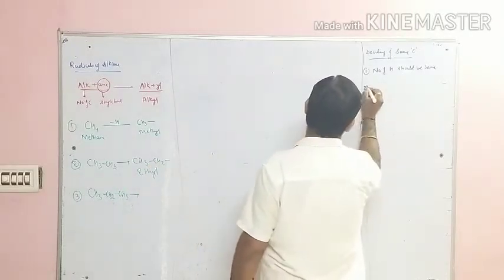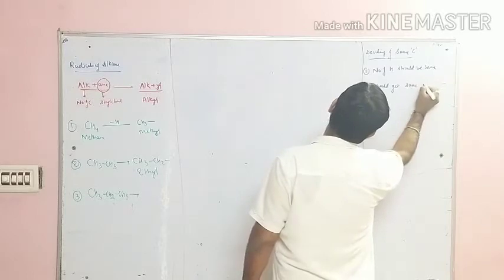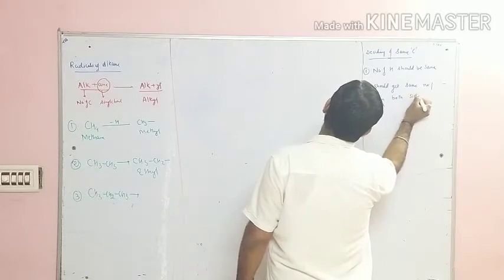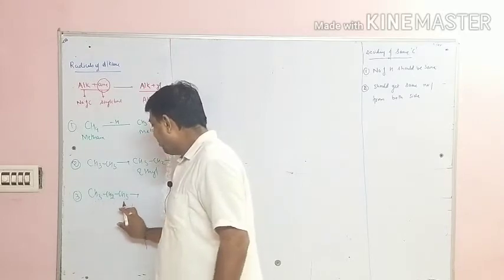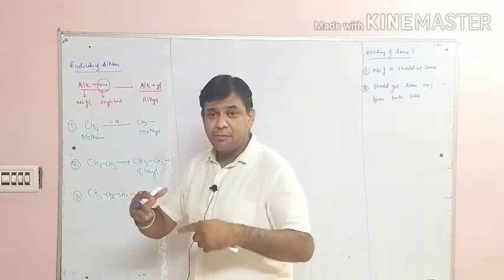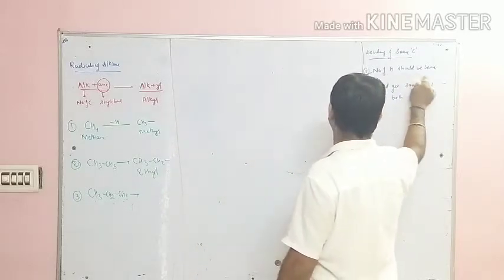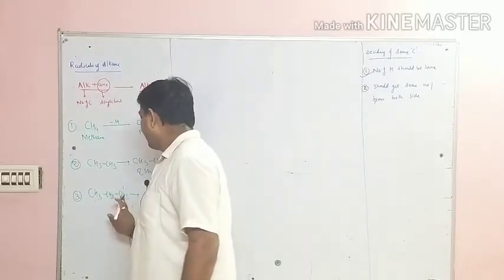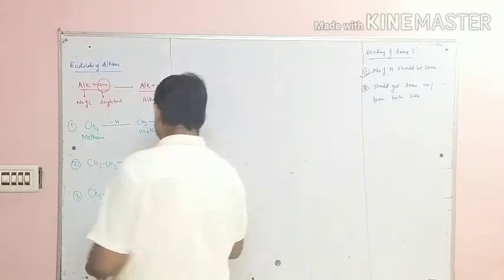Second, they should get the same number from both sides. This carbon and this carbon both have the same number of hydrogens, so the chances of their being the same carbon become brighter. First thing you have to see is that the number of hydrogens should be the same. Second, they should get the same number. If I number here 1, 2 and 3, and from the other side 1, 2 and 3, they are getting the same number. So both these carbons are similar.